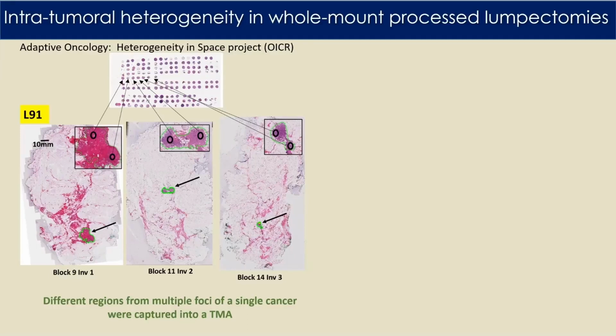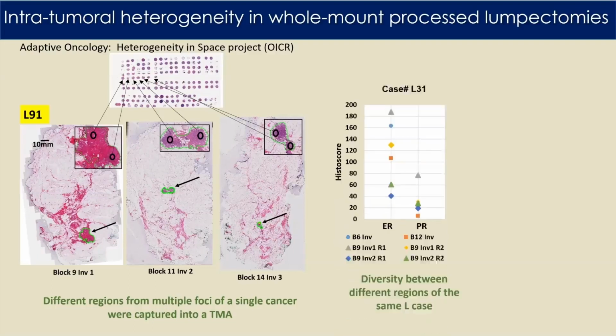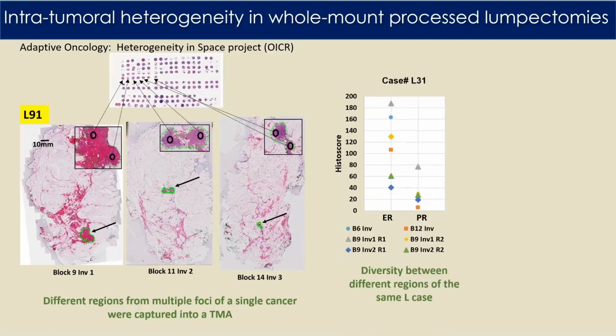In this study that we did with the Ontario Institute of Cancer Research on Adaptive Oncology program, the TMA cores were taken from different regions of each focus of a total of 59 cases. The TMA was analyzed with multiplexing, and we found that when we compared the histo scores between different cores, as shown here, we observed a wide range of scores, especially for ER, in this case, L31.